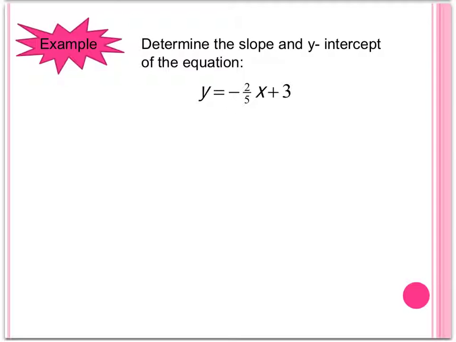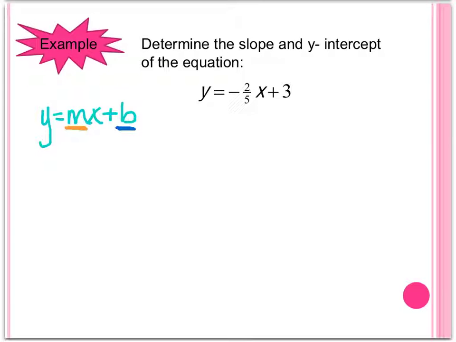Let's do an example. Determine the slope and y-intercept of the equation y equals negative 2/5 x plus 3. To remind you, the slope-intercept form is y equals mx plus b. Remember, the slope is the coefficient in front of the x term, so it's the m here. And the y-intercept is the b in the equation.